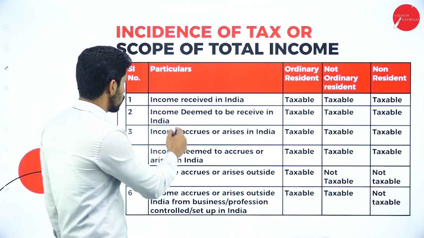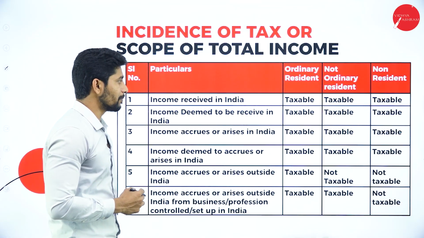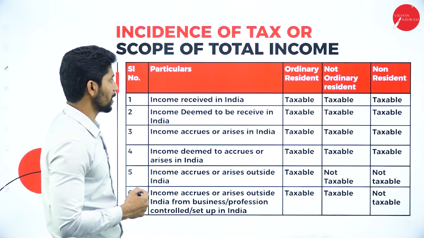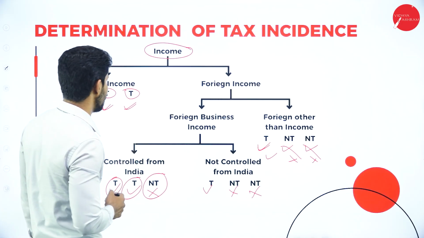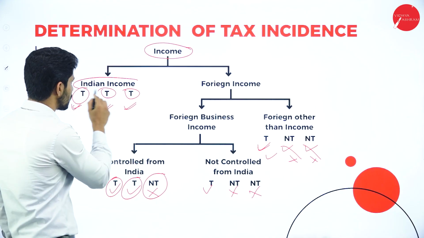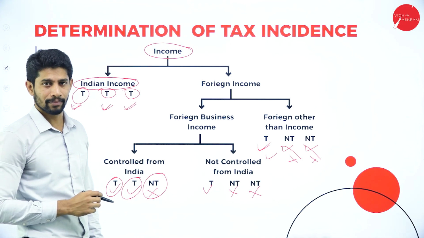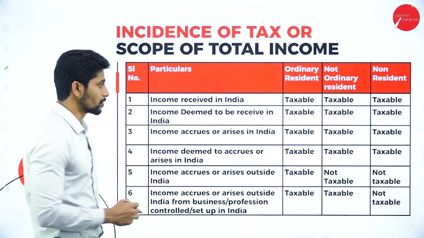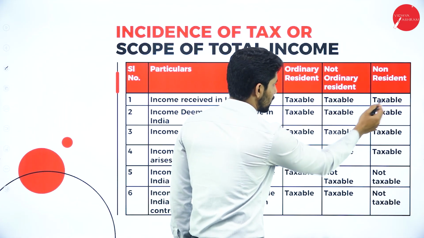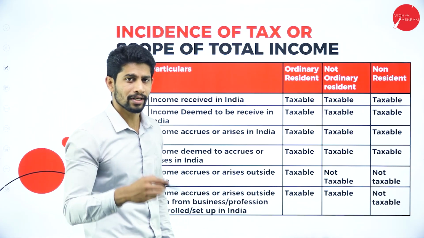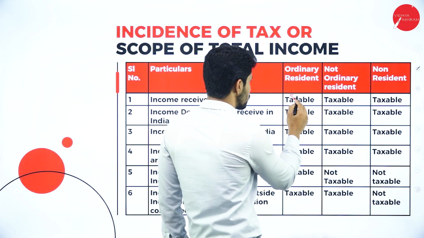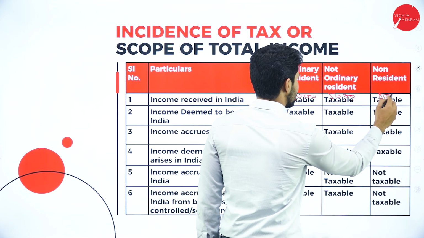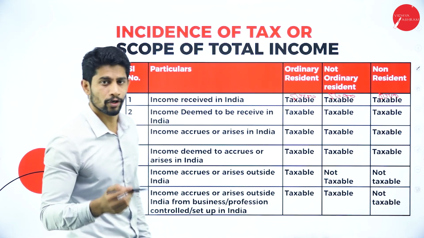The first point, income received in India. As you can see in the previous chart, income received in India comes under Indian income, so it is taxable, taxable, taxable. That means if he is receiving 5,000, in all three columns you write 5,000, 5,000 and 5,000. Finished. I hope you got it.